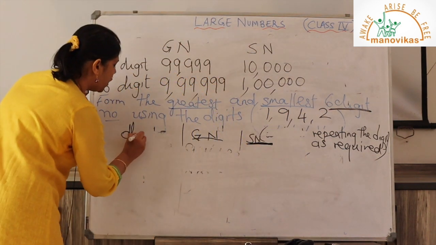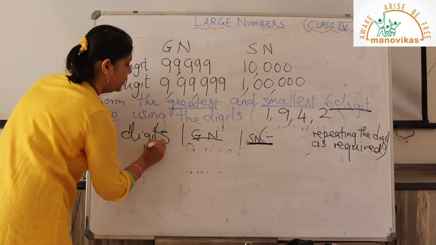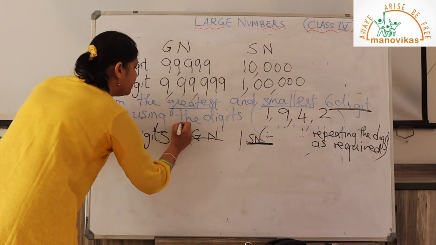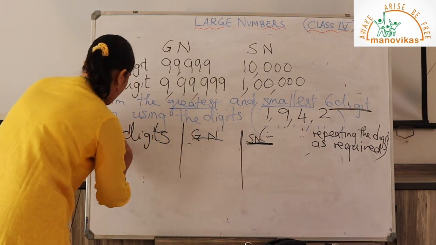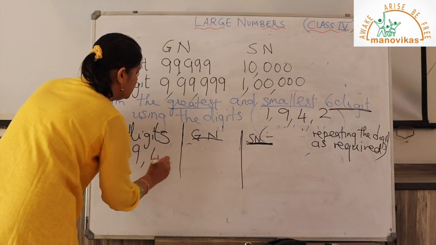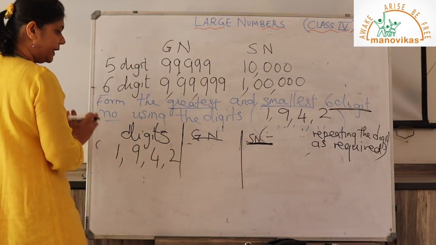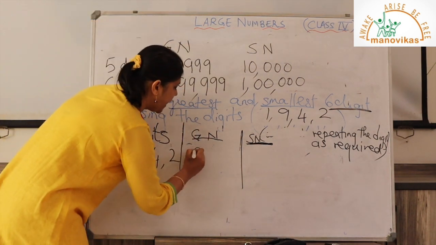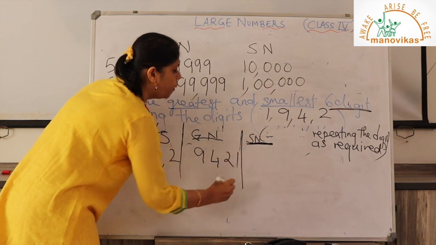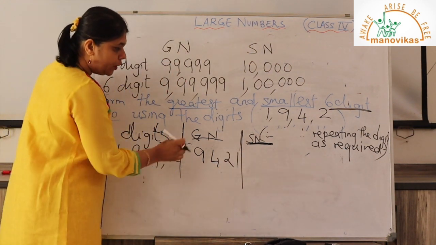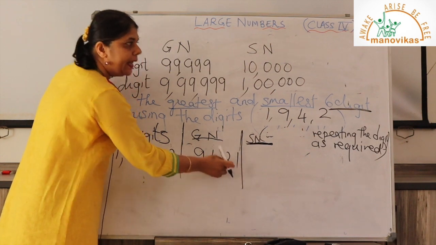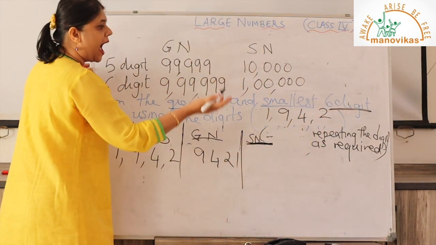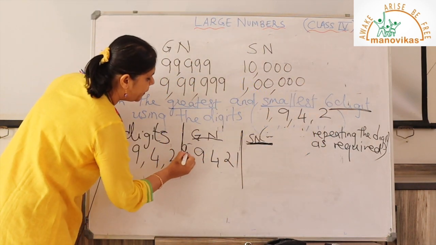So again we make 3 columns. Okay, the greatest number and the smallest number. Now the digits given are what? 1, 9, 4, 2. First write the given digits in the descending order to form the greater number. So 9, 4, 2, 1. Now children, just see, you are given only 4 digits, right? And you are told to make how many digit number? A 6-digit number. So I will repeat the largest number how many times?